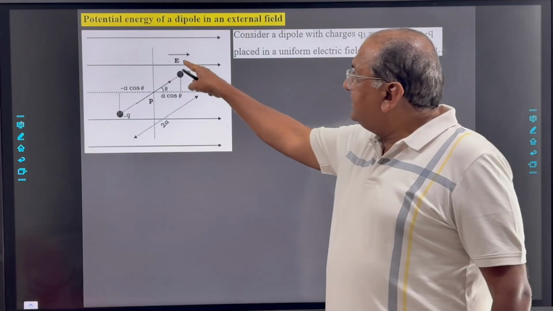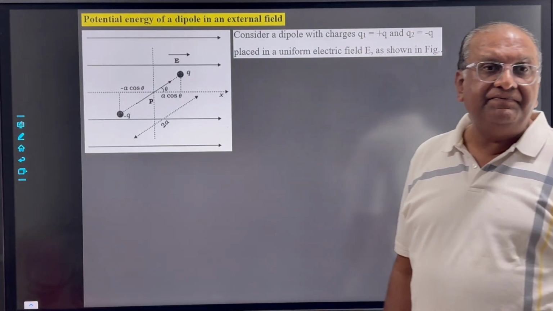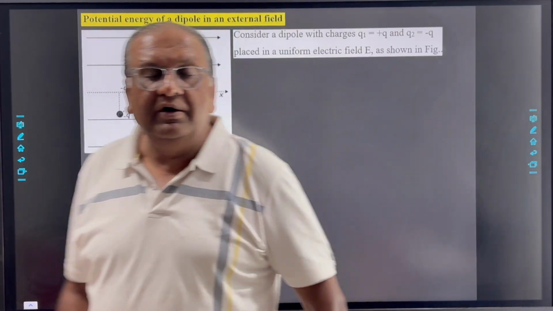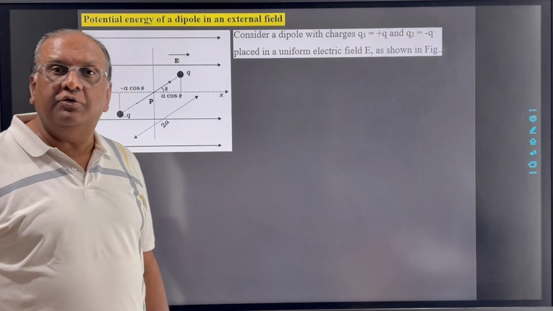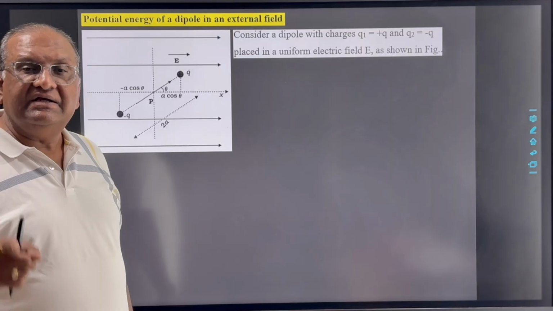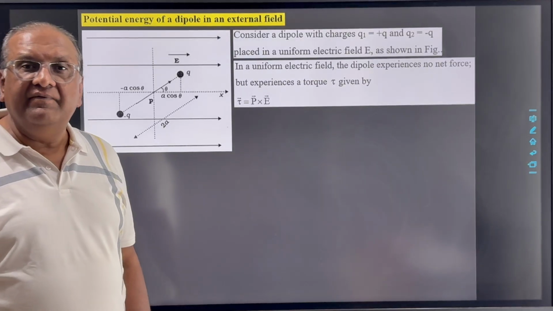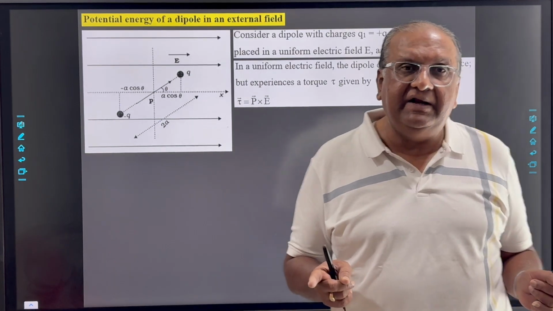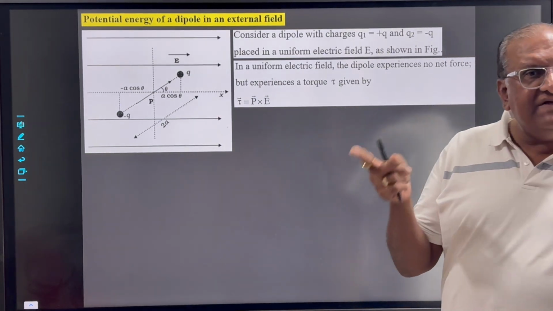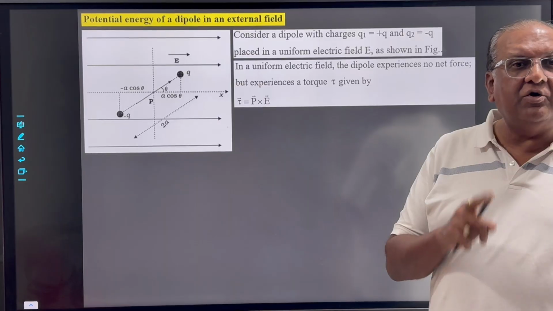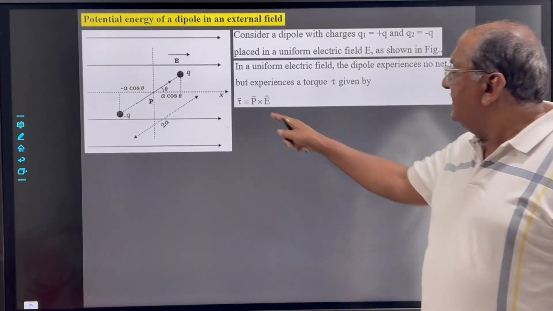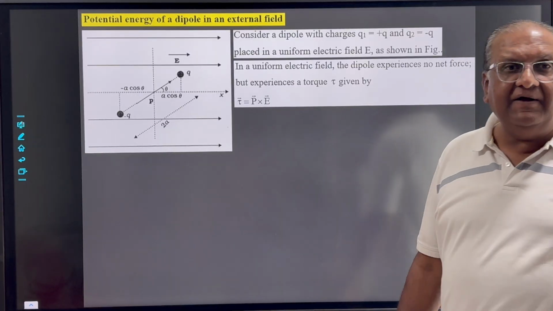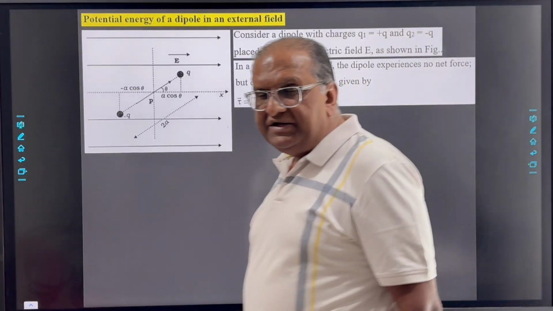Now when the electric field is uniform, the net force acting on the dipole is equal to 0, but some torque will act on it. When the dipole is placed in a uniform electric field, as we studied in the previous chapter, the torque that acts on it is tau equal to P cross E, where P is the dipole moment.